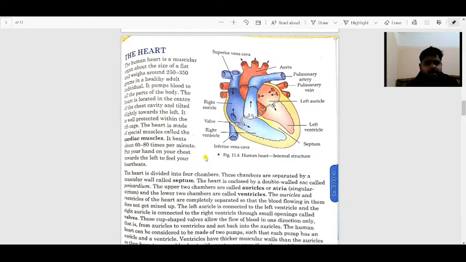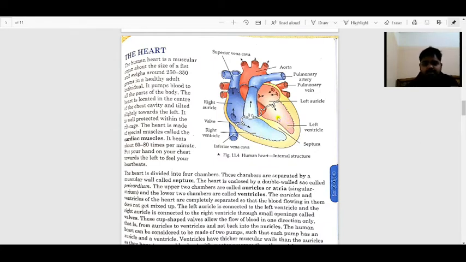So basically, the heart is divided into four chambers. The upper chambers are called auricles, and the lower chambers are called ventricles. And this is the actual diagram. If you can see, this is the right auricle, this is the left auricle, and here we have the right ventricle, and we have the left ventricle.